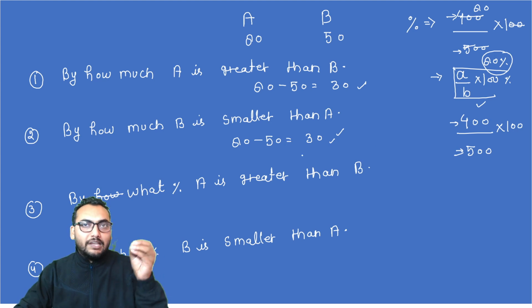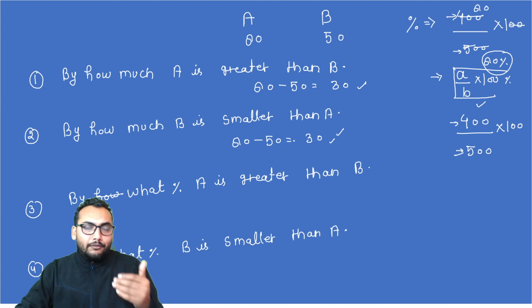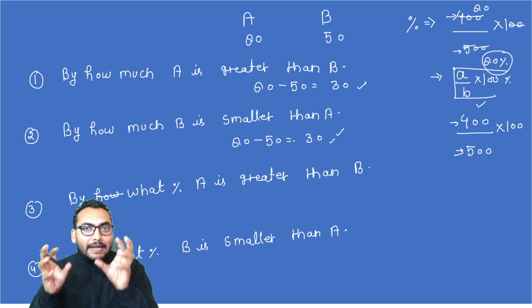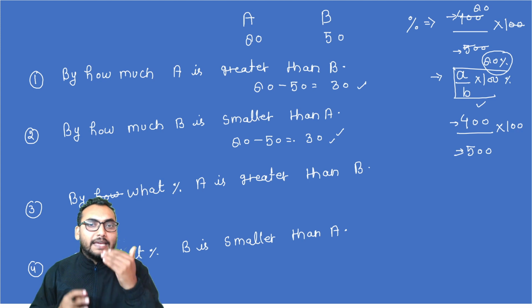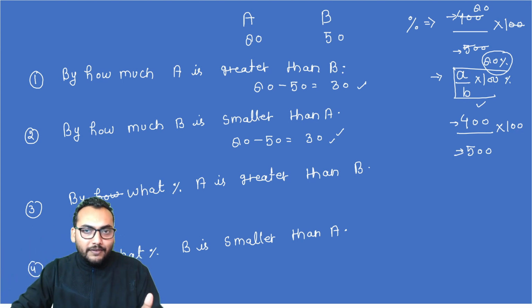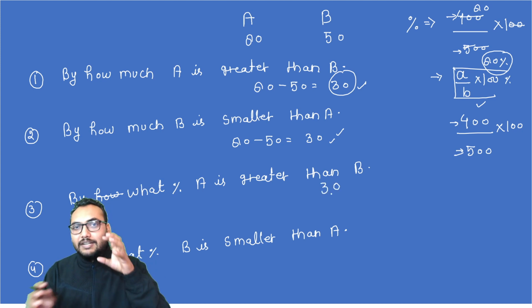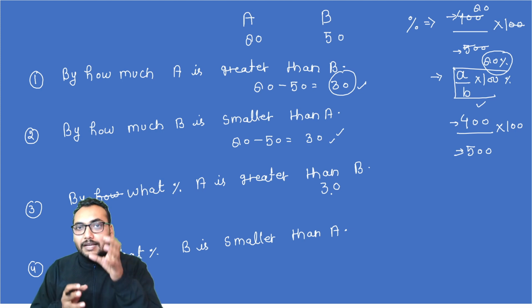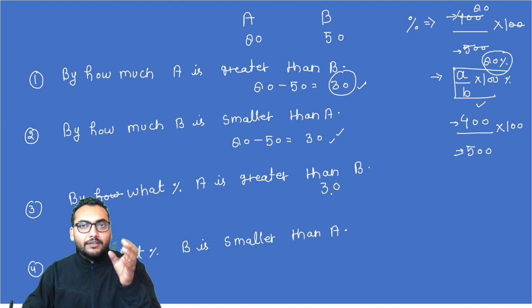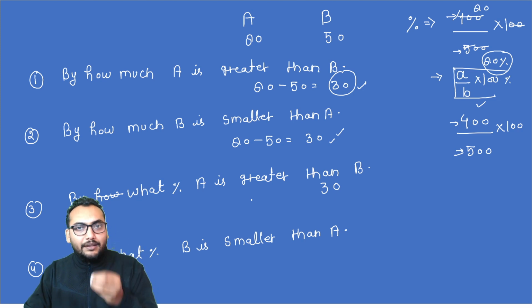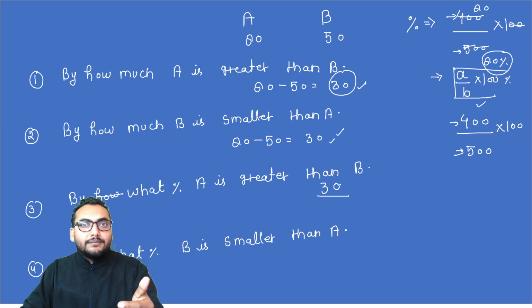In the same way, if you want to know by what percent A is greater than B, firstly you will find out the greater part, by how much A is greater than B. So here you found that A is 30 greater than B. That means I just want to compare 30 with B, because A is 30 greater than B. So this is the 30 which is greater than B. Now what is B? B is actually 50.